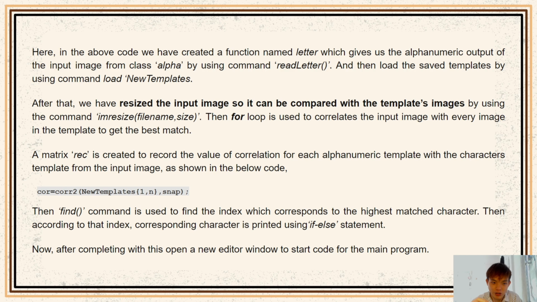The metric read is created to record the value of correlation for each alphanumeric template with the characters template from the input image. And then we use the find command to find the index which corresponds to the highest match character. All right, that's all for me.